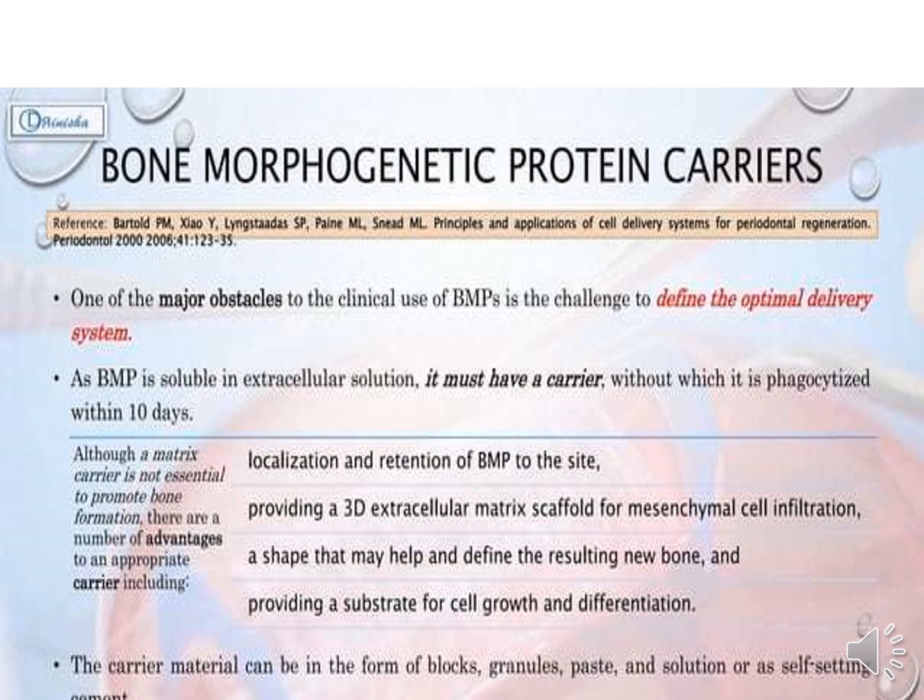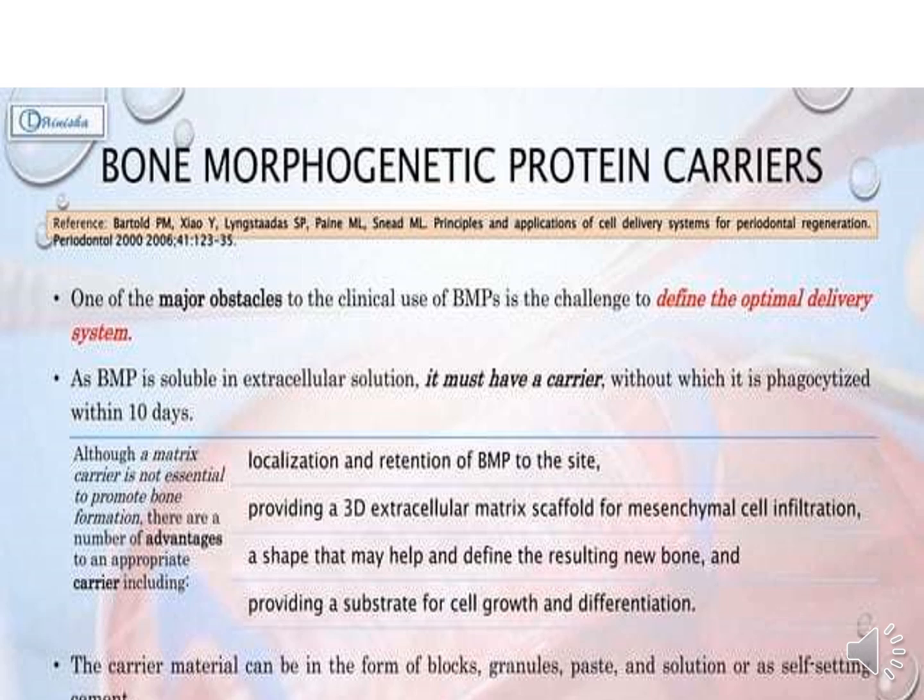The bone morphogenic protein carriers. One of the major obstacles to the clinical use of BMP is the challenge to define the optimal delivery system. BMP is soluble in extracellular solution. It must have a carrier, without which it is phagocytosed within 10 days.